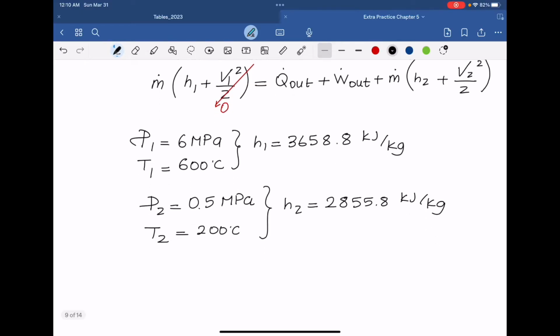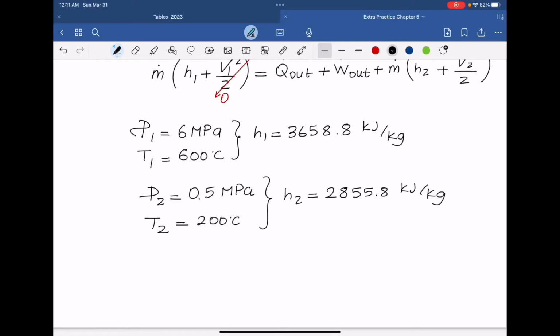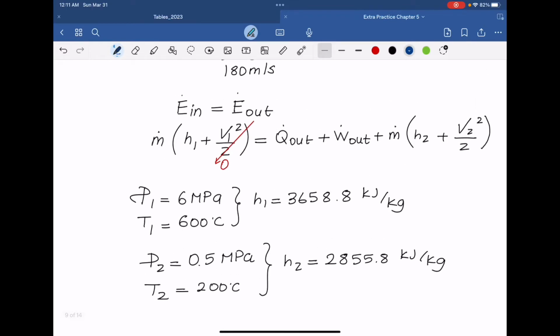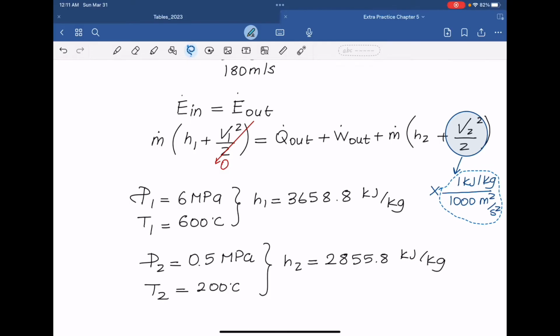Okay, first one, mass flow rate times. I'm not going to use the units because it's going to make the equation very crowded, but you need to be very careful in the sense that we need to multiply this kinetic energy term, as we discussed before, with the unity conversion ratio of 1 kilojoule per kilogram is 1000 meters squared per second squared. So for that reason, the denominator becomes 2000. You just need to remember that when you are writing the equation.